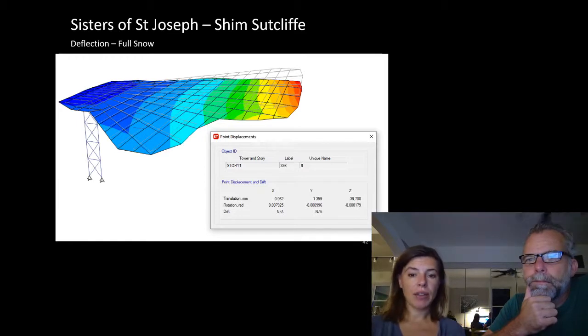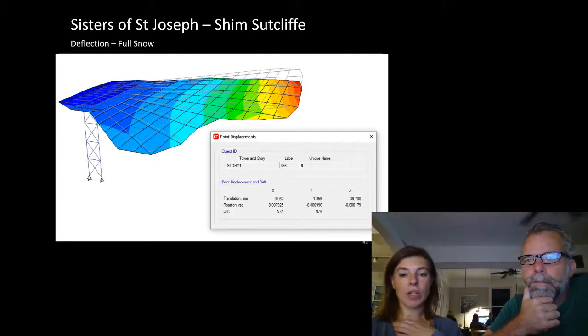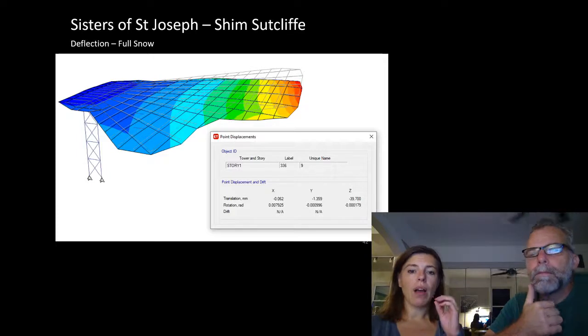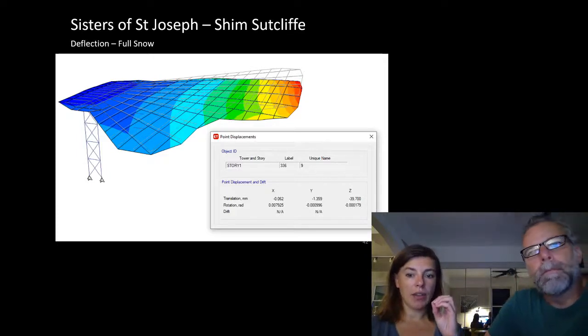We have not gone past the yielding stress of the steel. This deflection is not associated with the yielding stress in any way, shape, or form. So it's in the elastic zone. It's going to spring back to its original shape. So no permanent damage.